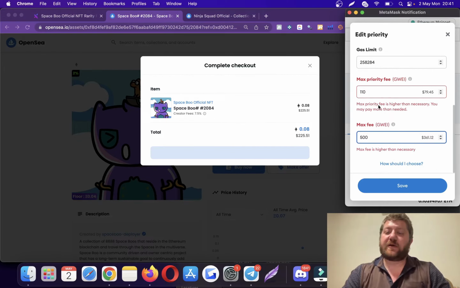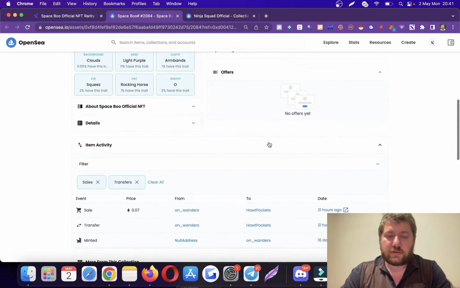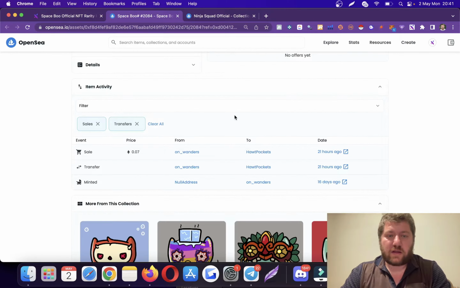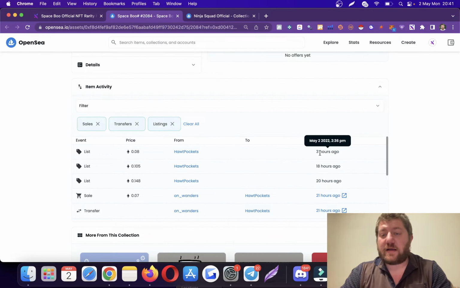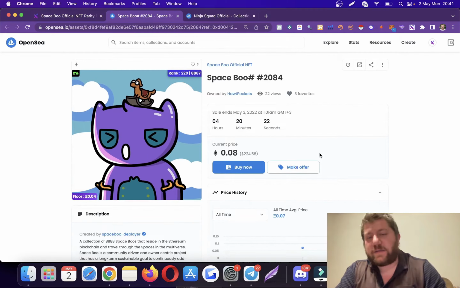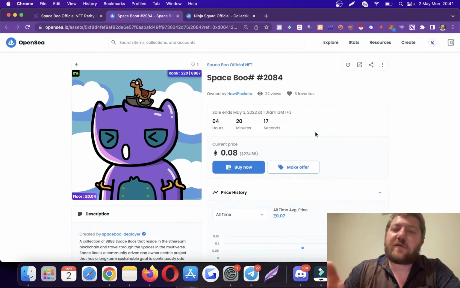It's telling me the max priority fee is higher than necessary, but again, it depends on what kind of NFT you are getting. If you are getting just this one, it has been sitting on the floor for a while now. It has been listed 3 hours ago. So I would say you wouldn't have to pay so much gas. Of course, someone might be faster than you and just get it, but you wouldn't have to pay so much gas because it was already on the floor.